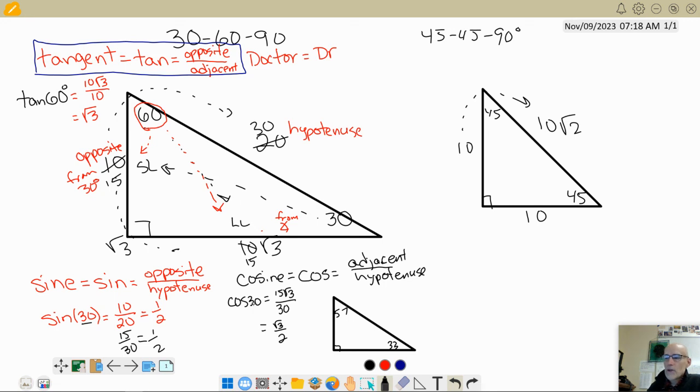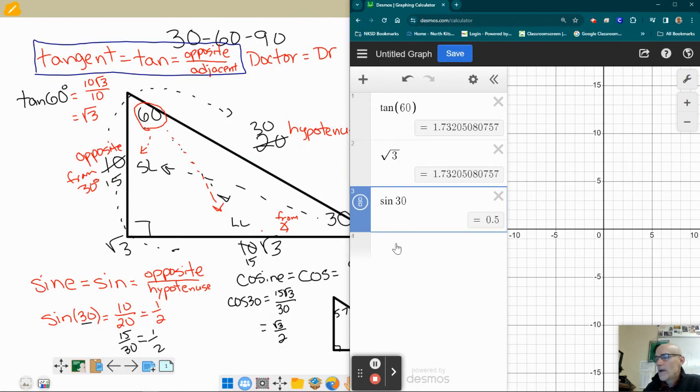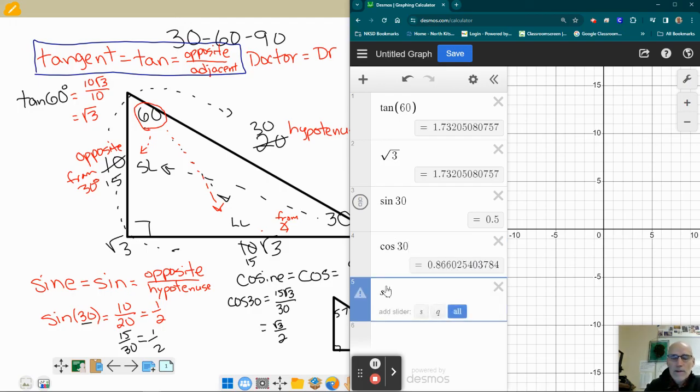So I'm going to see if the cosine of 30 is the same thing as the square root of 3 over 2. So let me put that on the screen here. And I'm going to do cosine 30, and I get this 0.86 number. Let's see if that's the same thing as the square root of 3 divided by 2. Oh, look at that. Same exact thing, right?